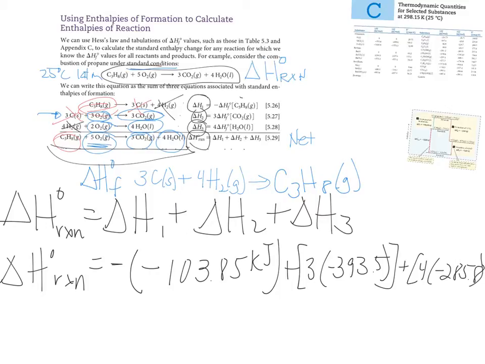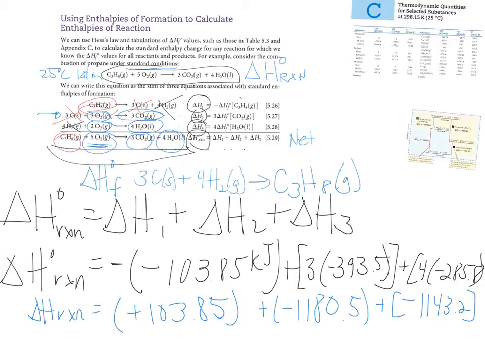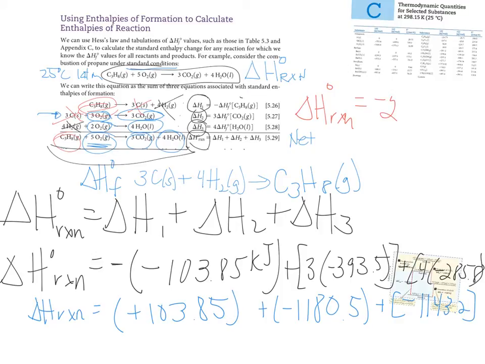So then I could add all these up. And when I add them all up, I get my calculator. So if I go ahead and play this out, negative of a negative is positive 103.85. 3 times negative 393 is negative 1180. And 4 times negative 285 is negative 1143. Now I have to add up these three numbers, and I get delta H at standard states of the reaction, which is equal to negative 2,220 kilojoules if I round it.